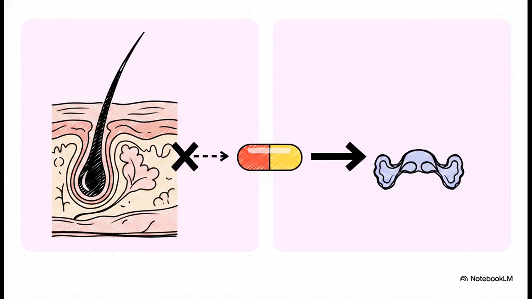But here's a classic board prep trick for you. Type 1 predominates in the skin and PSU, while type 2 is hanging out in the prostate. Finasteride selectively targets type 2. So because type 1 dominates the skin, finasteride has extremely limited efficacy for hirsutism. Seriously, do not pick it as your first-line answer for body hair.